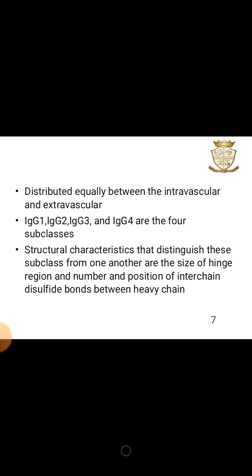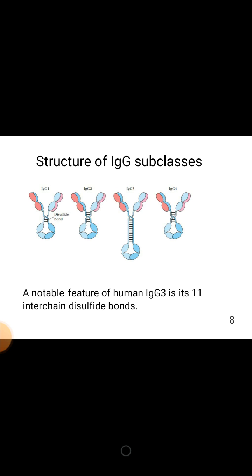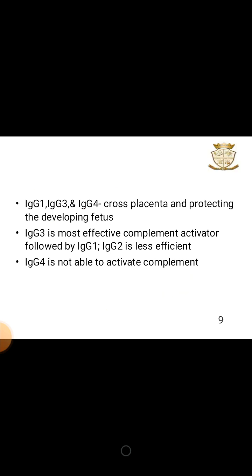Structural characteristics that distinguish the subclasses from one another are the size of the hinge region and the number and position of interchain disulfide bonds between heavy chains. Structure of IgG subclasses: human IgG3 has 11 interchain disulfide bonds. IgG1, IgG3, and IgG4 cross the placenta, protecting the developing fetus. IgG3 is the most effective complement activator, followed by IgG1. IgG2 is less efficient. IgG4 is not able to activate complement.